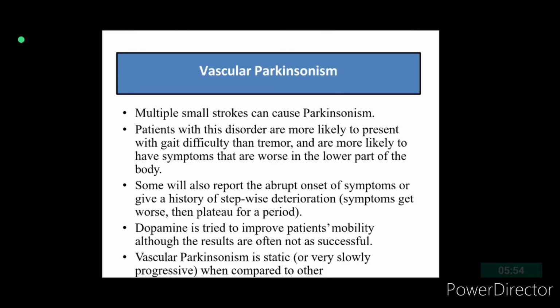Vascular Parkinsonism. Multiple small strokes can cause Parkinsonism. Patients with the disorder are more likely to present with gait difficulty than tremor, and are more likely to have symptoms that are worse in the lower part of the body. Some will also report the abrupt onset of symptoms or give a history of stepwise deterioration. Symptoms get worse, then plateau for a period.